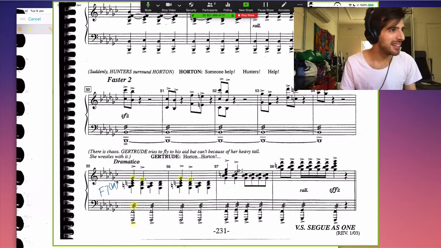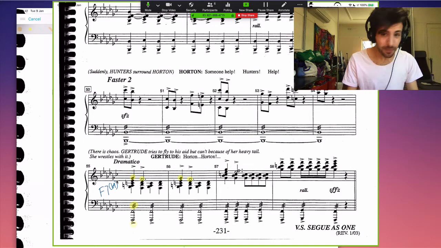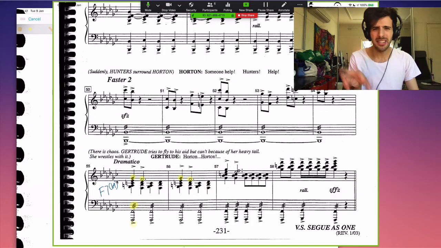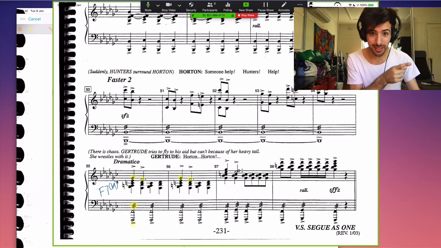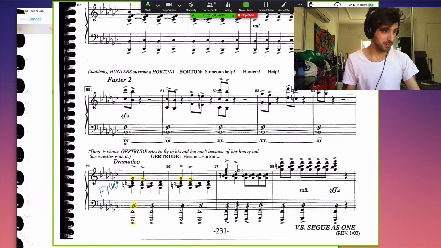All right, let's go back five bars or six bars as we wrap up. So the tonality at bar 50 is B flat, okay? Or it's centered around B flat. The low note is B flat. Now here's where we get those little semitone movements happening.